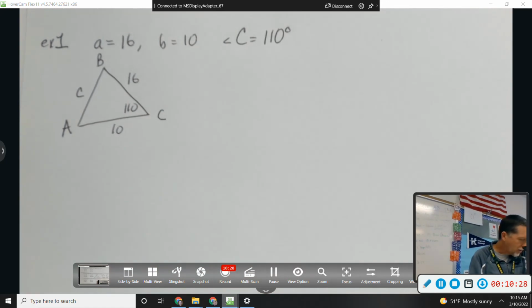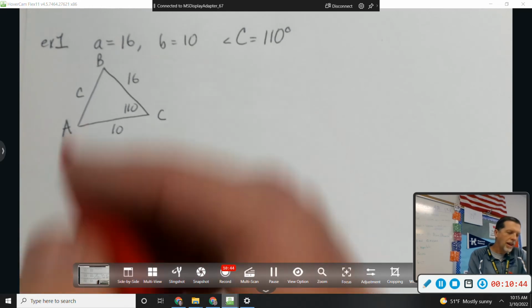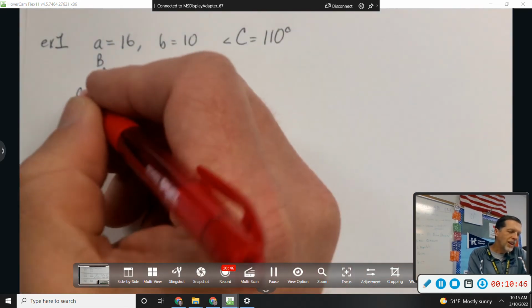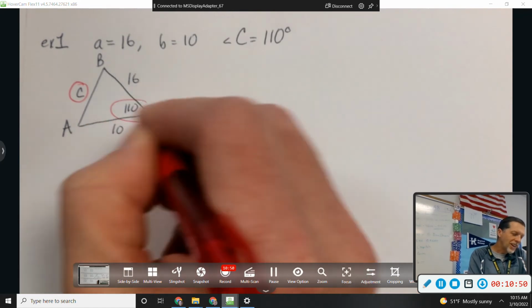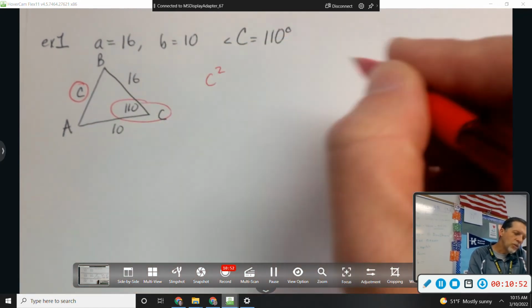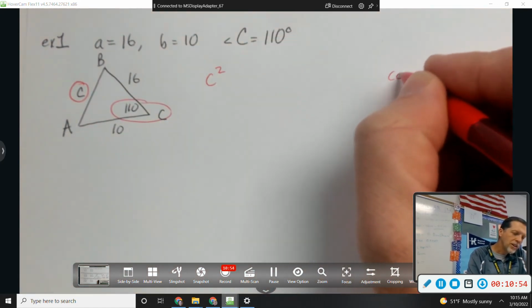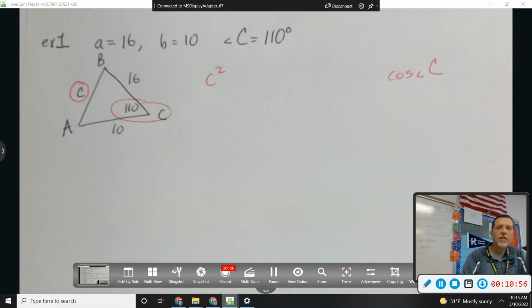All right, I guess the question now is which law of cosines to use? The C squared equals, the B squared equals, or the A squared equals? Which one do you think? Why C squared? Okay, two reasons. I don't know side C, and I do know angle C. So it feels like the C squared one should be the one to use.